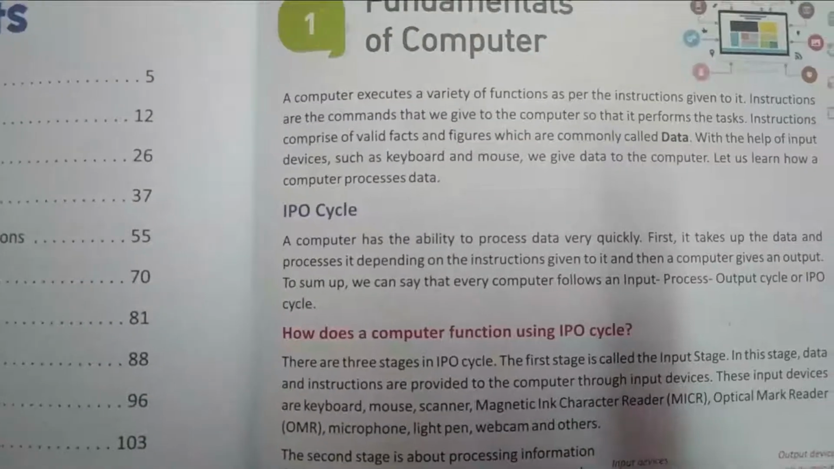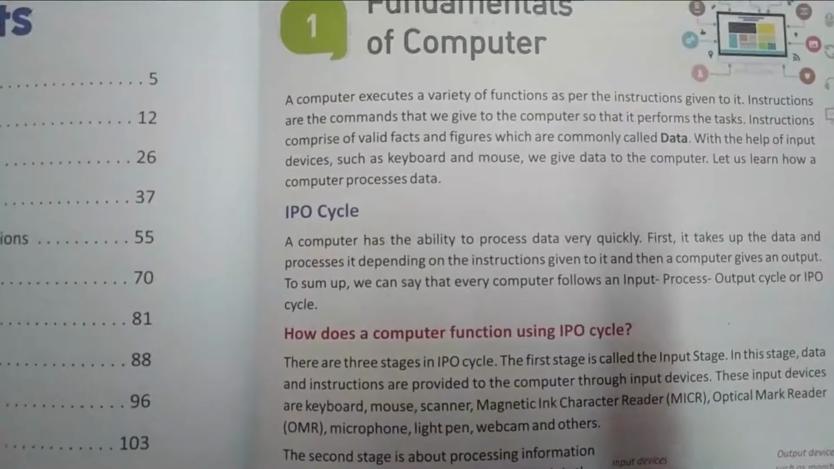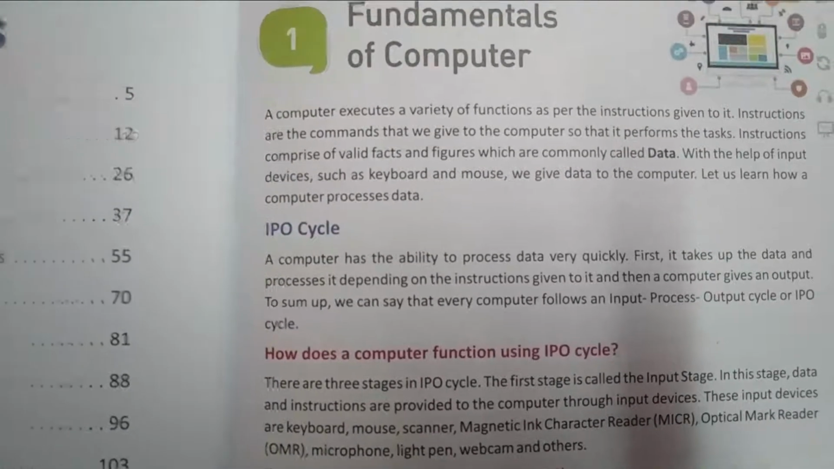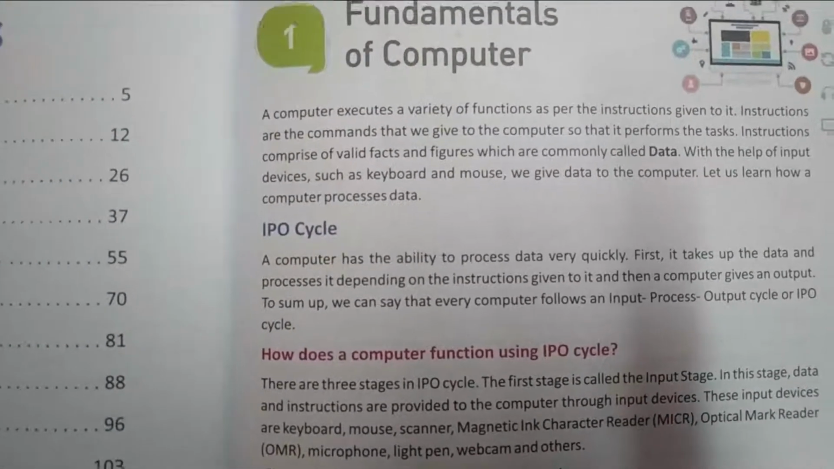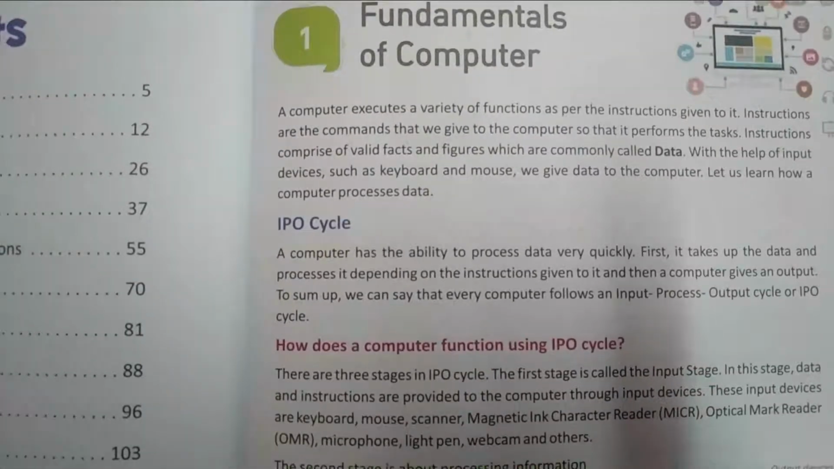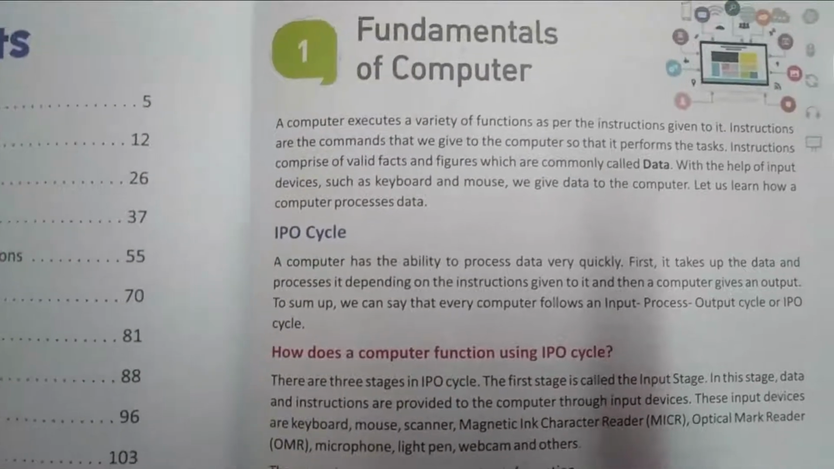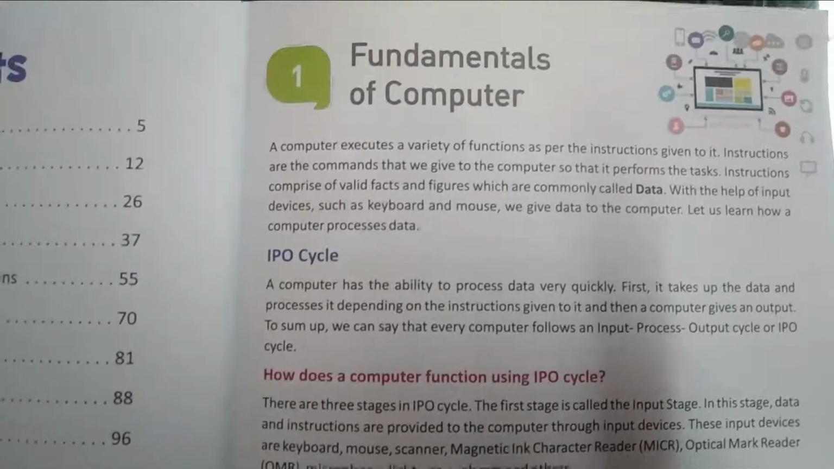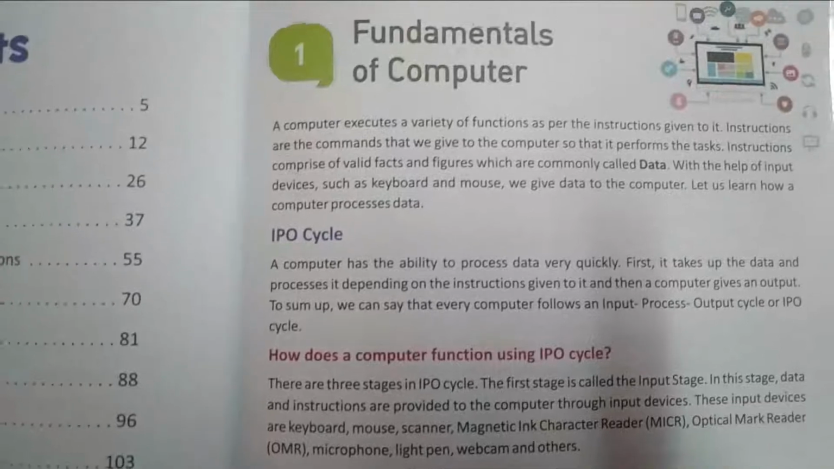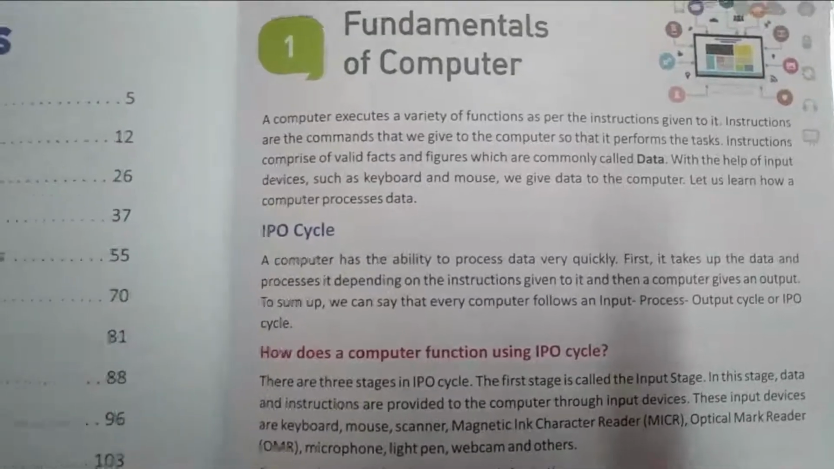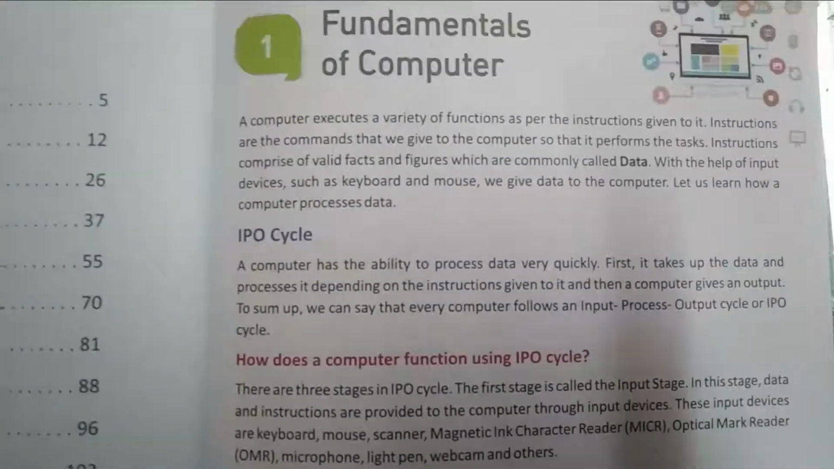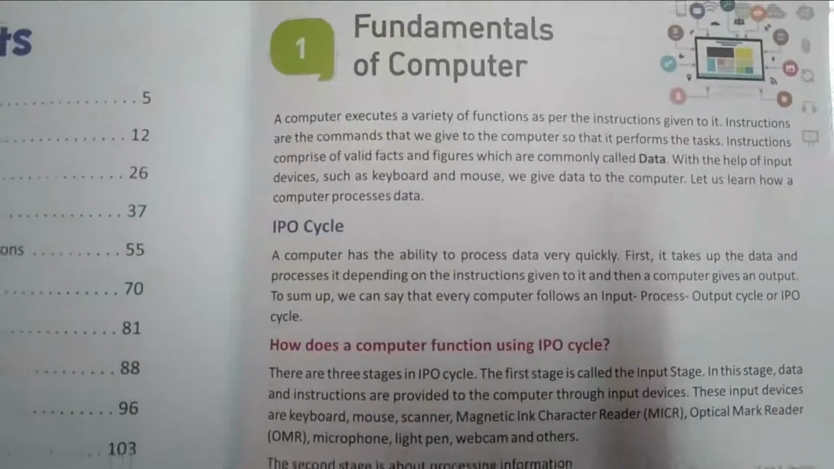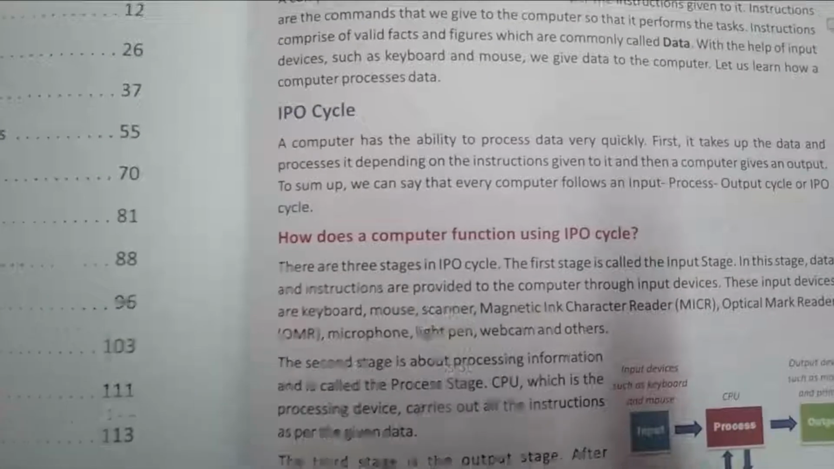Okay, just like we write on a copy or a book with a pen or pencil, we have some input devices called keyboard and mouse. Okay, these are input devices. If you want to communicate with the computer, we need these input devices. Through these we give data or any instruction to the computer, and then the computer starts working. Okay, so IPO cycle.